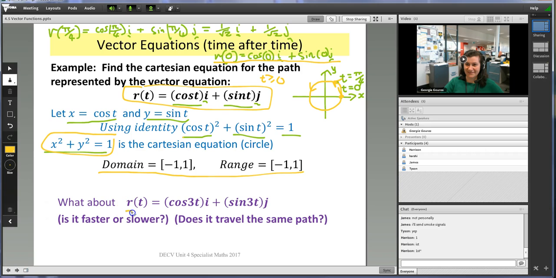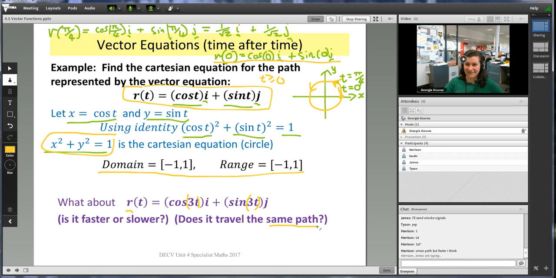Okay. What about if I do this? The vector equation now is cosine of 3t i and sine of 3t j. Does this travel the same path? And is it faster or slower than the previous vector equation? I require you to do a bit of thinking now. What is your answer? Same path but faster, you think. What do the rest of you think?